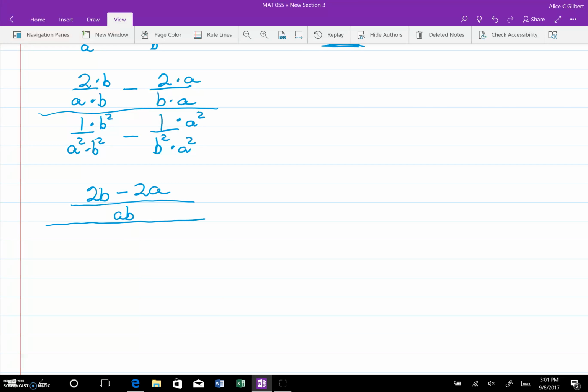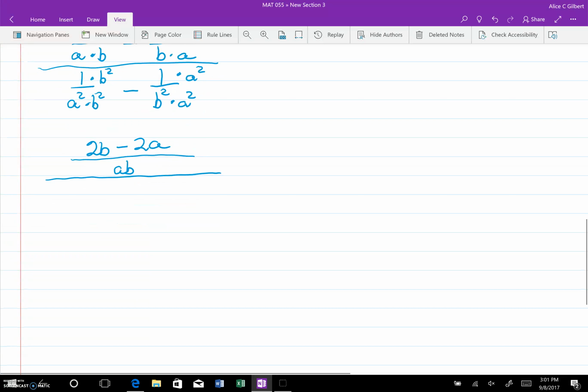Now I have one fraction in my numerator. And in my denominator, I have a squared b squared for my denominator. And what do I have for my numerator? 1 times b squared is b squared. Minus 1 times a squared is a squared.